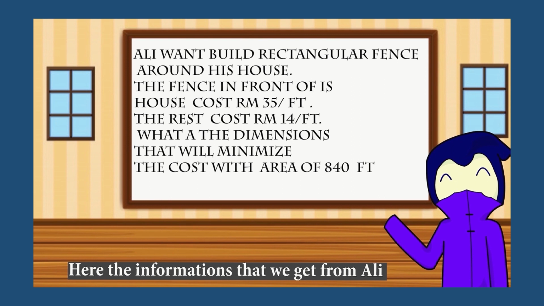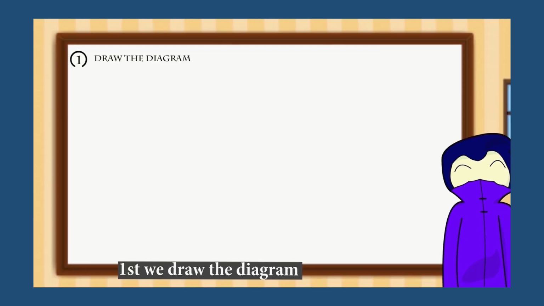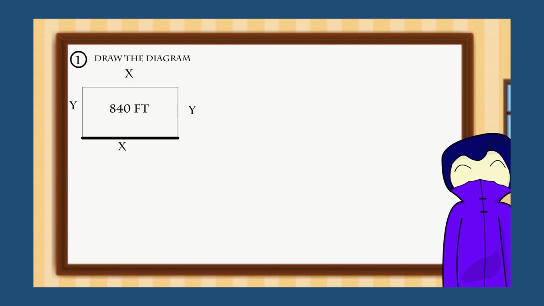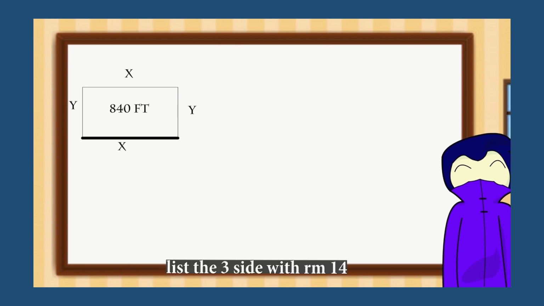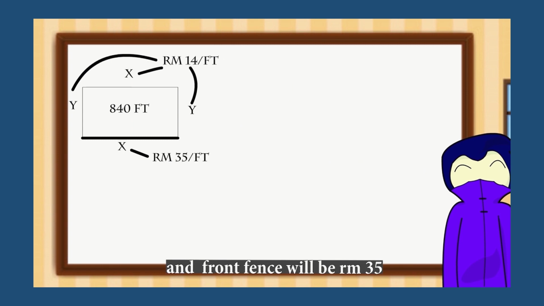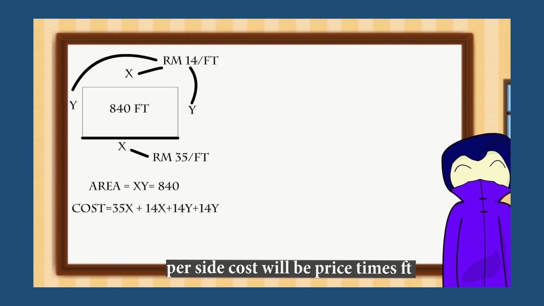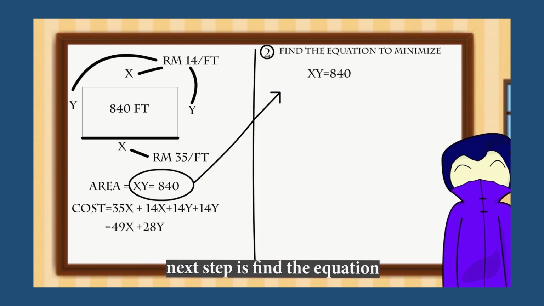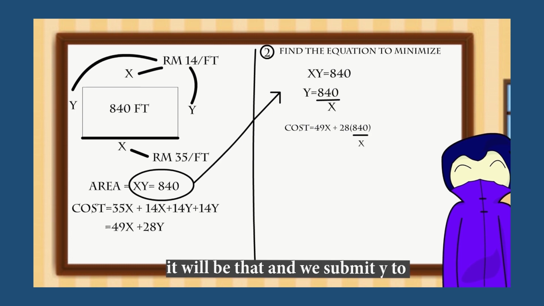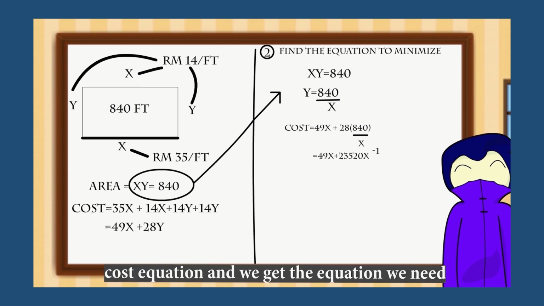Here is the information that we get from Ali. First, we draw the diagram. List 3 sides with 14 and the front fence will be 35. So area equals x times y equals 840. Cost is price times feet, and we will get the cost equation. Next, we find the equation. We can use that to make the y equation. We substitute y into the cost equation and we get the equation we need.